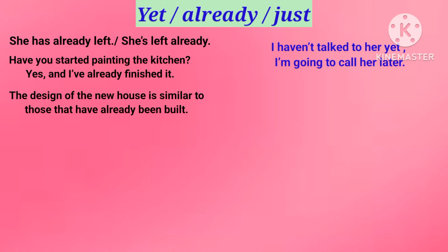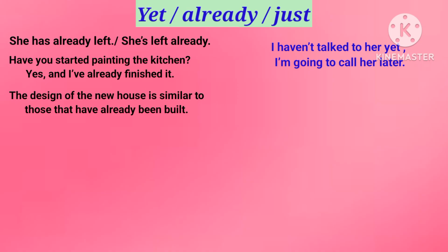I haven't talked to her yet. I'm going to call her later. So this action is expected but has not happened. The meaning is until now, I did not talk to her, but there was an expectation. The speaker here means I know it should happen.